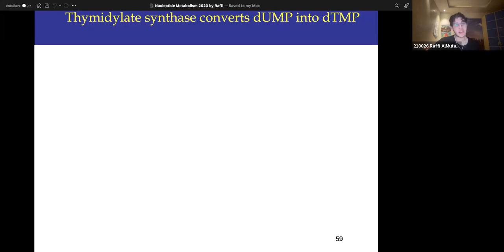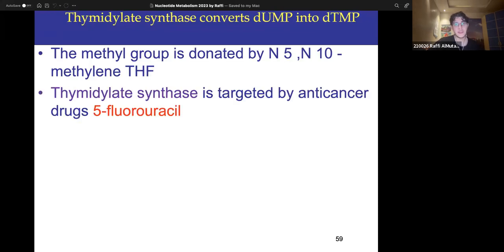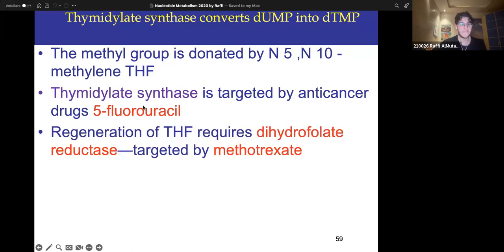Now we talk about this enzyme called thymidylate synthase. Thymidylate synthase is going to convert dUMP into dTMP. Now you're probably looking at me wondering, what am I saying? What is dTMP, dUMP? I'll show you a picture of it. But one thing I'd like you to remember is that thymidylate synthase is targeted by a drug called 5-fluorouracil. And this reaction of making thymidine will require THF.